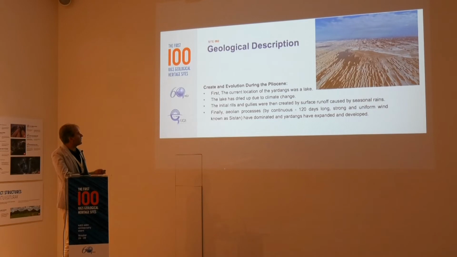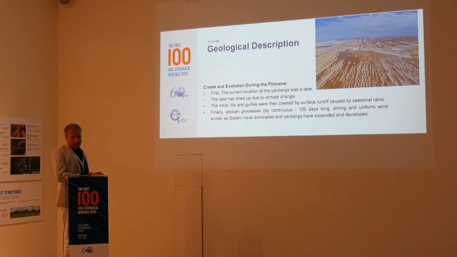After that came the aeolian process. The wind sometimes blows for 20 days continuously in this area in the same direction, and it formed this kind of feature. This wind is called the Sistan wind, very famous in the area. For 4 months, people cannot work there because it is a very hard time.